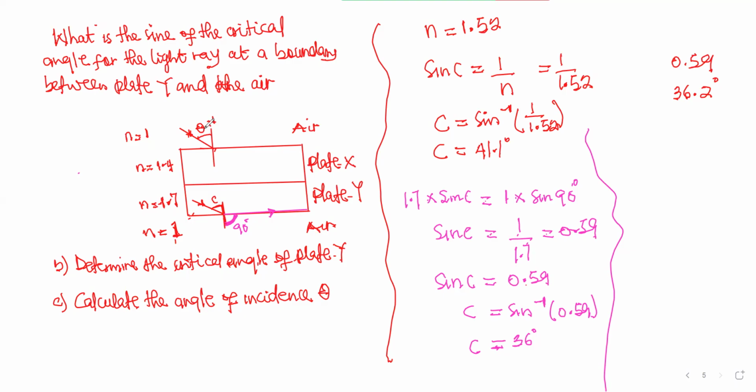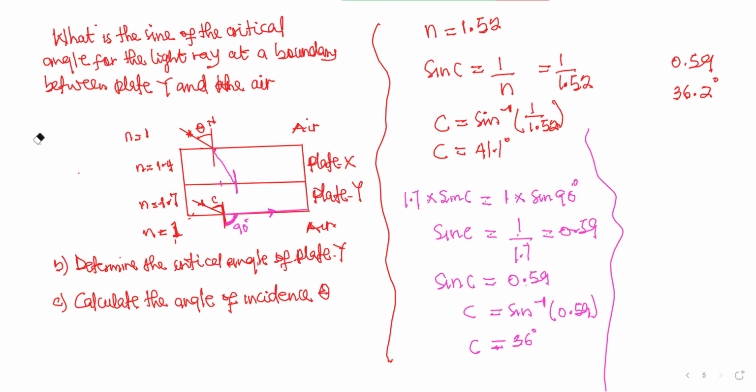So this I got 20.01. 20.31. How did you get it? Because the new angle of incidence on plate Y was the critical angle, I just put it into Snell's law, but then I used the refractive index of plate Y. That was 1.7. So that's correct.